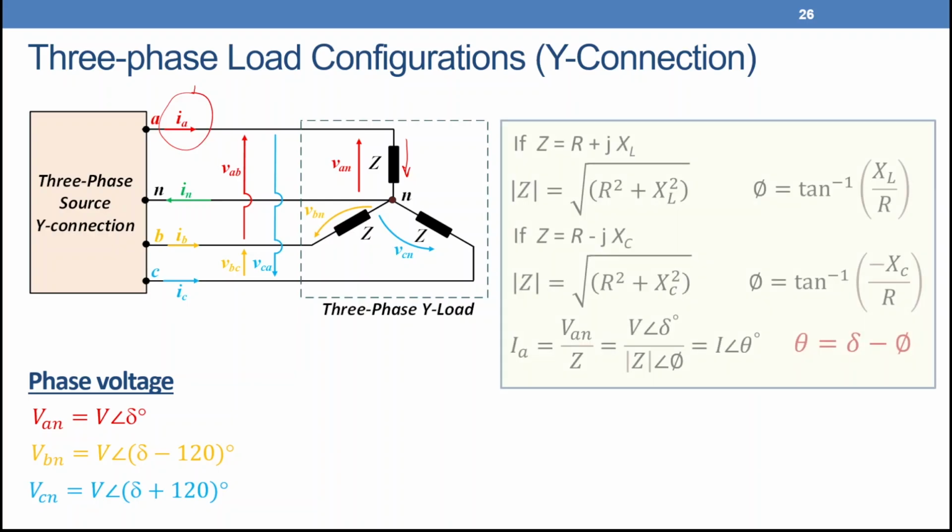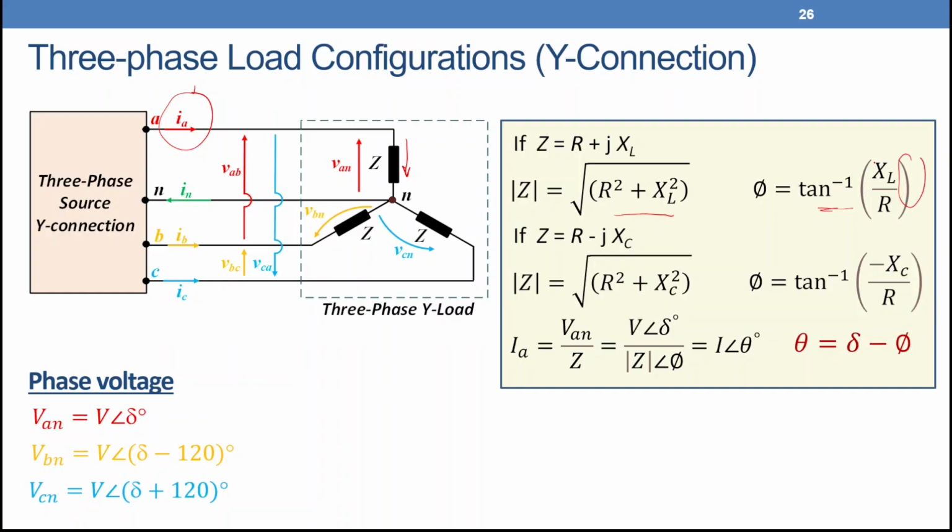So let's look for the load now. If the load is inductive, it will be R plus jXL, for example. So the amplitude of the impedance will be the root of R squared plus XL squared, and the angle of the load will be tan inverse XL over R. Please don't forget these two brackets. If the load is capacitive, R minus jXC, so Z equals root R squared plus XC squared, and the angle is tan inverse minus XC over R. Again, don't forget the brackets.